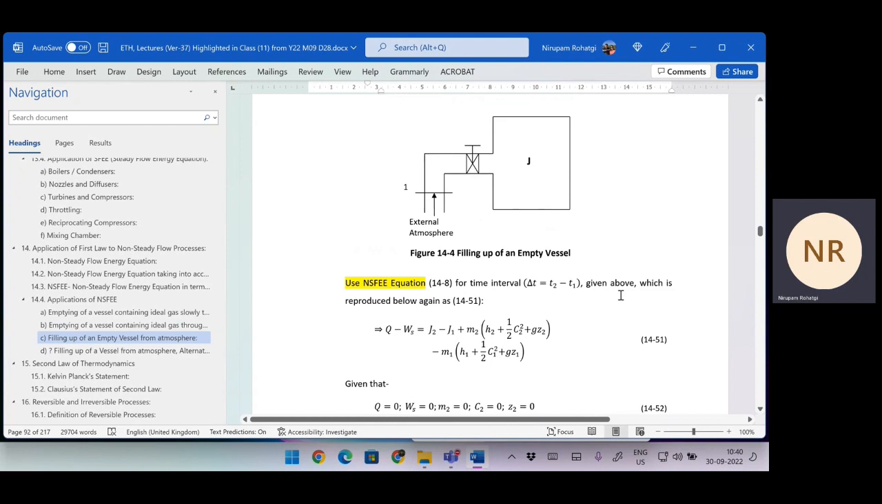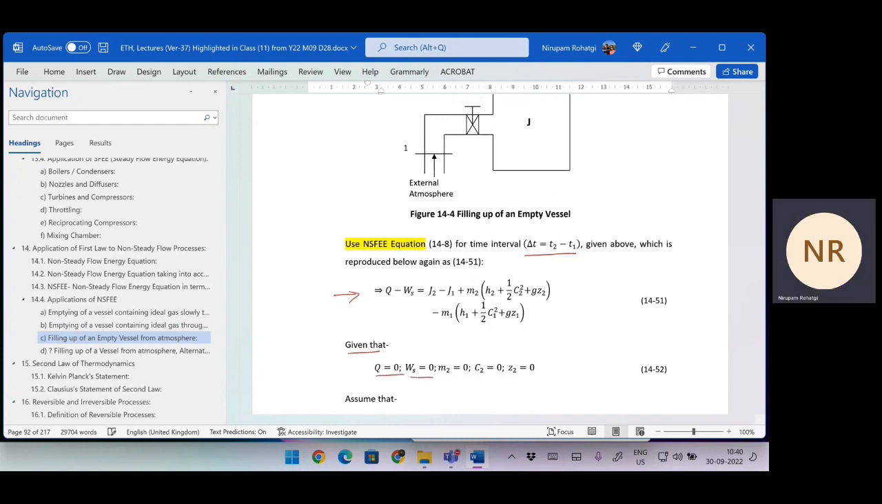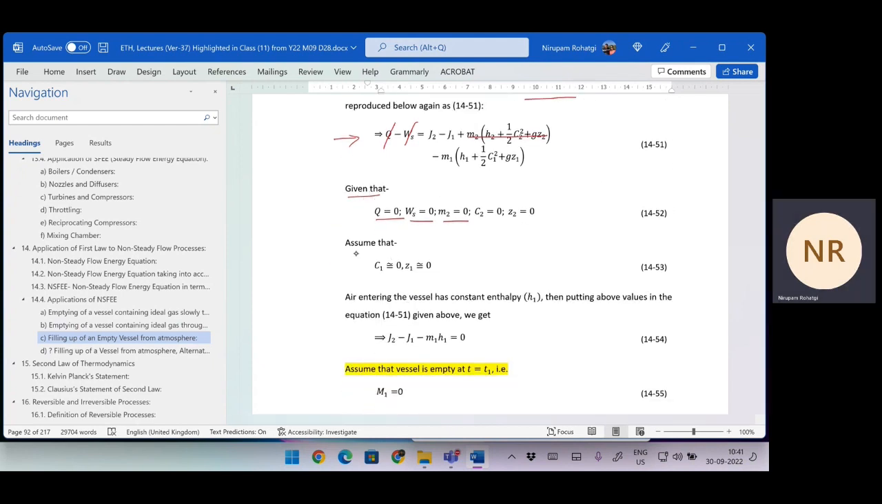So you have a system, here's J, and something is filling in from the atmosphere. Now the time interval is this, T2 to T1. Now this is our equation. I need not repeat it, same equation. Given that Q equal to 0, Ws equal to 0, M2 equal to 0, and of course C2 and Z2 automatically become 0. So this is gone, this is gone, this is gone. What do you get in the equation? And now you are also assuming that C1 equal to 0, Z1 equal to 0. This is the assumption you make. If you don't make this assumption, you will not be able to proceed further. Just to make the problem simple, we make this assumption.